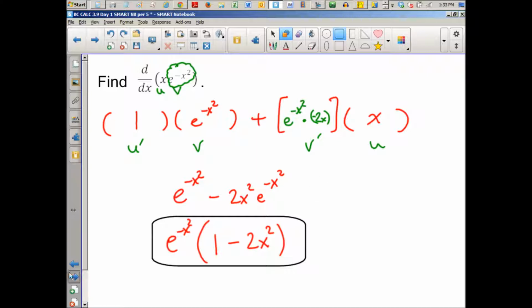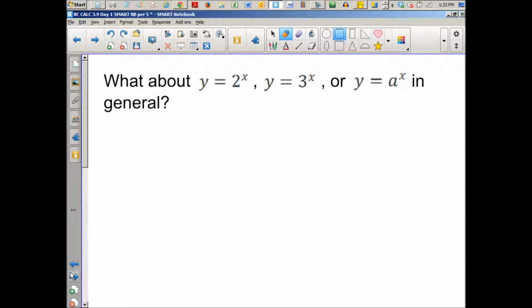Let's go on to another example. Oh, actually, we need to talk about this first. What about 2 to the x, 3 to the x, or even just a to the x in general? What are we going to do with that?